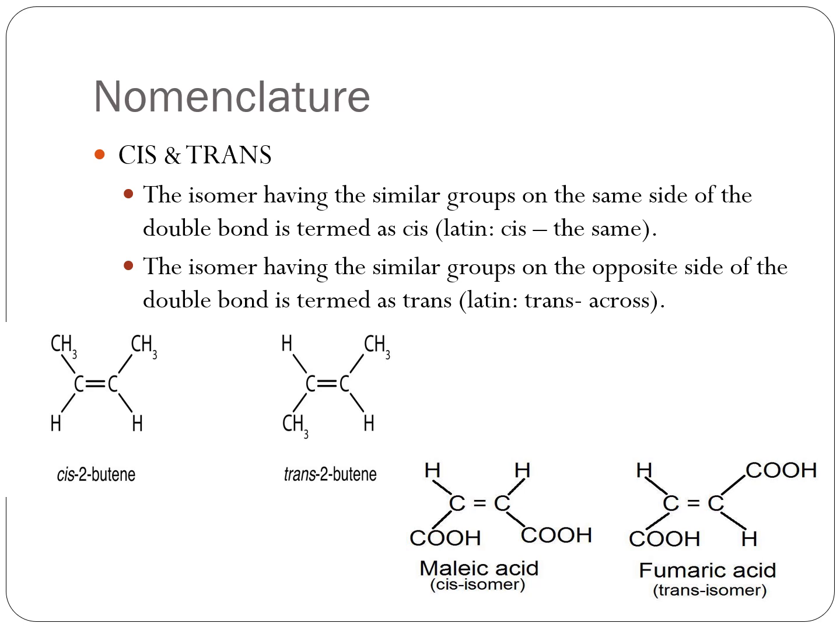First one, cis-2-butene and trans-2-butene. Here the hydrogens are arranged on the same side and also the methyl groups are on the same side. And in trans, the same groups are arranged on opposite sides. Here is another example, maleic acid and fumaric acid.